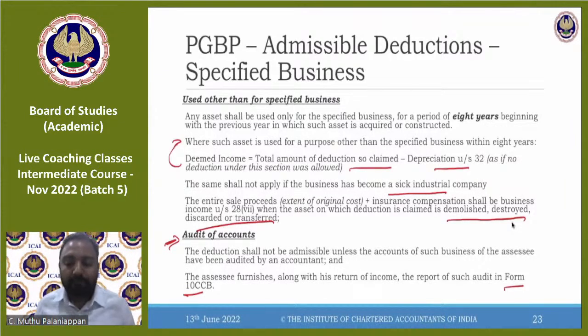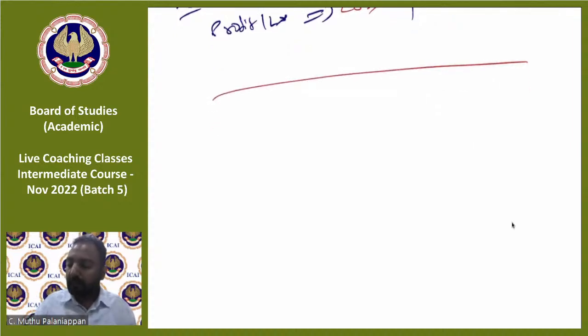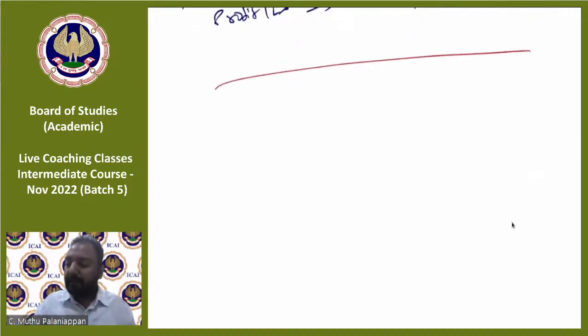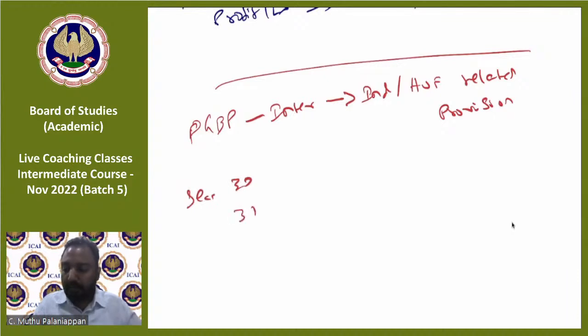Siddhappa, how to approach this chapter for the exam? See, I'll just tell you one thing. Typically, this business PGBP, relating to your intermediate, is only relating to individual and HUF related provisions. So probably section 30 is important, 31 is important, 32 is important. These are important, okay?